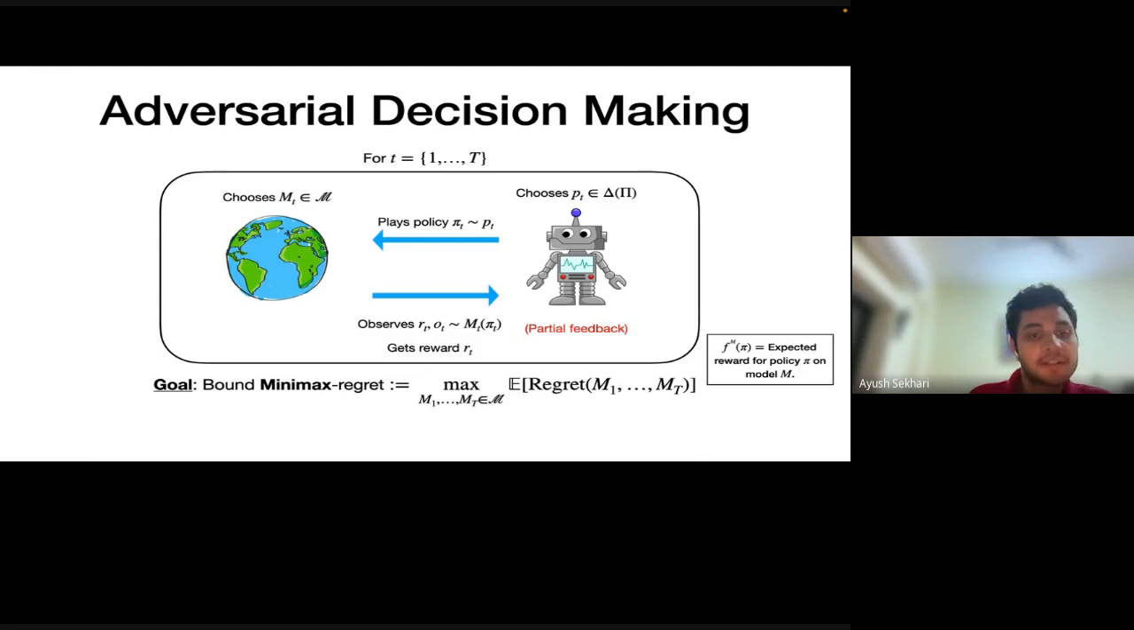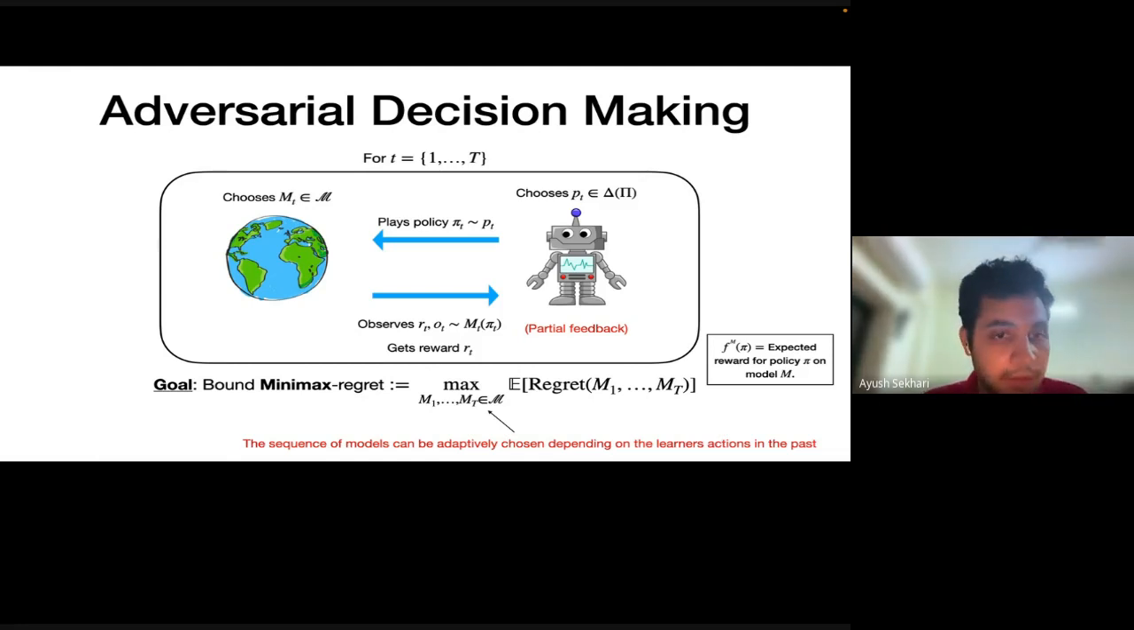The goal of this work is to understand the min-max regret, which is defined as the worst-case regret for the worst-case choice of the sequence of models M1 to MT that can be chosen adaptively and adversarially depending on the learner's actions in the past. Any questions so far on the setup?